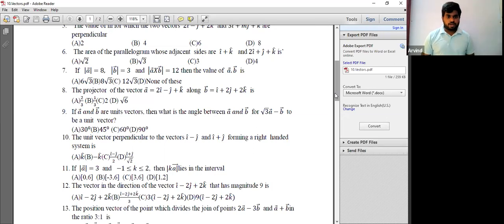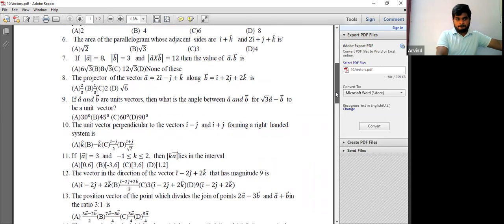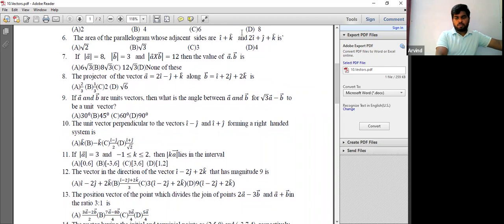So the first vector, take it as A. Vector A is equal to i cap minus j cap. Vector B is equal to i cap plus j cap. You have to find a unit vector which is perpendicular to both. It's a simple cross product, you know how to find unit vectors, right? Try finding that.